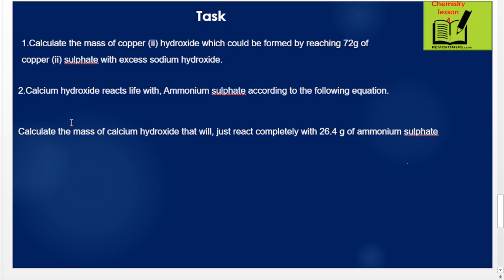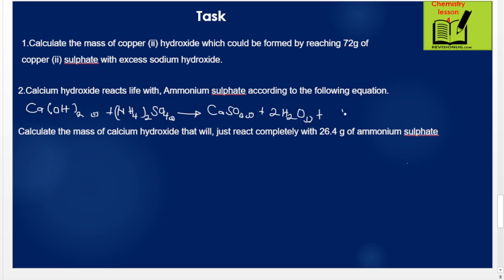Now in this assignment, the equation is missing calcium hydroxide. According to this equation, calcium hydroxide, which is a solid, reacts with ammonium sulfate, which is also a solid, to produce calcium sulfate, that is a solid, plus water, which is a liquid, then plus ammonia, which is a gas.